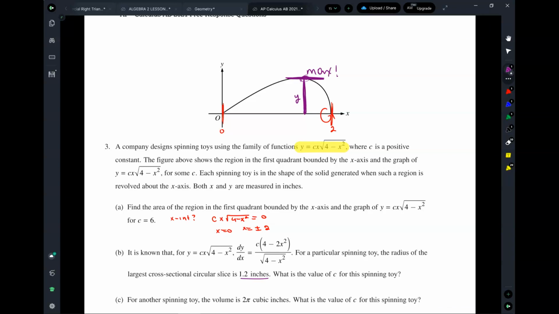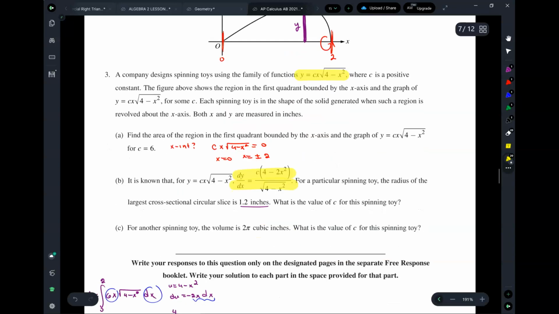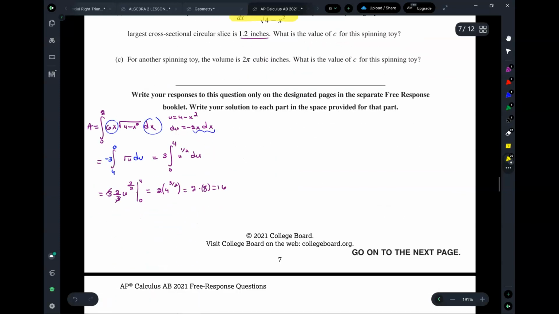So how do you find the maximum of a function? You set the derivative equal to 0, and look, these nice people actually gave us the derivative to set equal to 0. Okay, so the largest cross-sectional radius happens at the maximum. That was the tricky part. Now that you know that's the maximum, let's figure out where the maximum is.